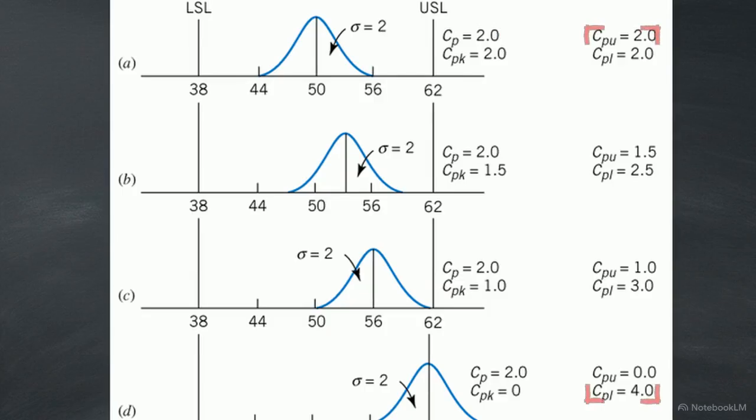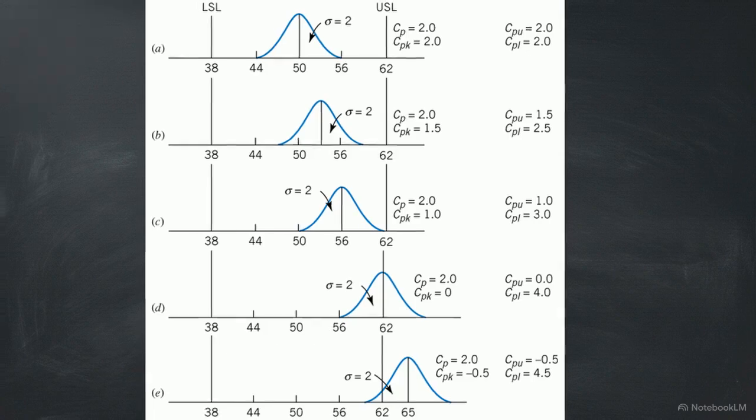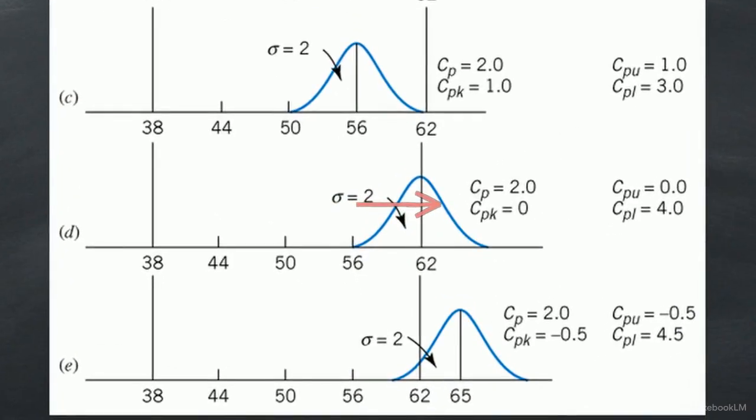To find the actual capability, we must calculate two one-sided ratios, CPU and CPL. These calculate the distance from the actual process mean to the upper limit and then to the lower limit. By taking the minimum value, CPK reveals the worst-case performance, showing how dangerously close the mean is to a boundary. Notice how CPK plummets to -0.5 as the process crosses the upper limit.